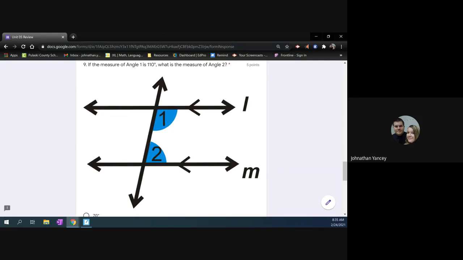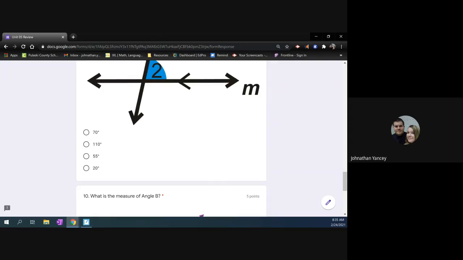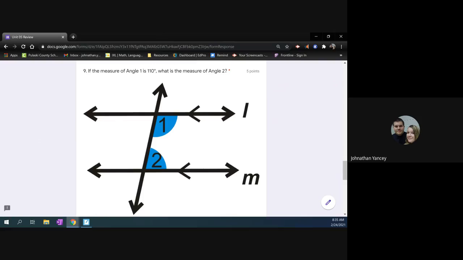If angle 1 is 110 degrees, what's angle 2? Anybody disagree with that? How do you get that? They're same side interior angles. So take 180 degrees, which is how many of these have to add up to, and subtract 110. 180 minus 110 is 70.